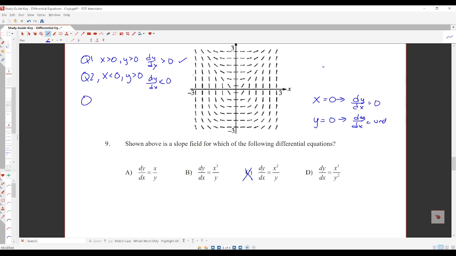Let's move on to quadrant 3. Here, both x and y are negative, and dy/dx is negative. So let's see here, a negative over negative is positive, A is out. Cube a negative, that's negative, over negative is positive, so B is out. Let's just check to make sure that D actually works. If we cube a negative, that's negative. If I square a negative, that's going to be positive. Negative over positive is negative.